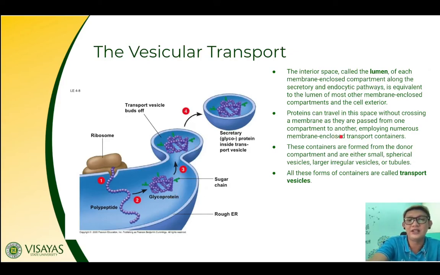Proteins can travel in space without crossing a membrane. They don't cross the membrane anymore because they have these transport containers. One container will just bud off from one compartment and will just fuse to another compartment. These containers are formed from the donor compartment and are either small spherical vesicles, larger irregular vesicles, or tubules. All these forms of containers are called transport vesicles.